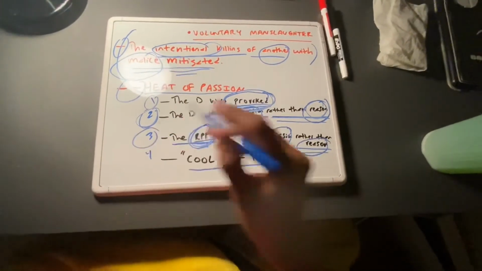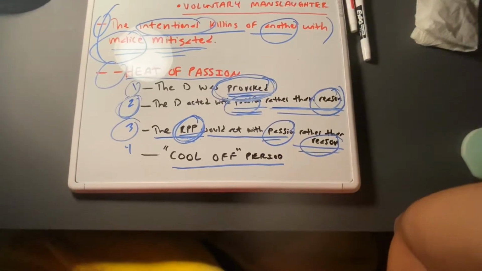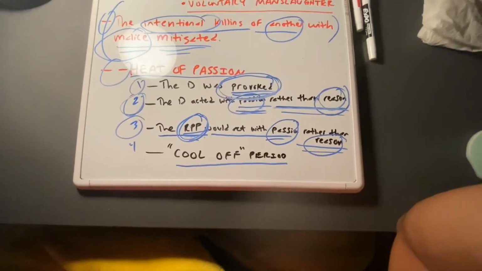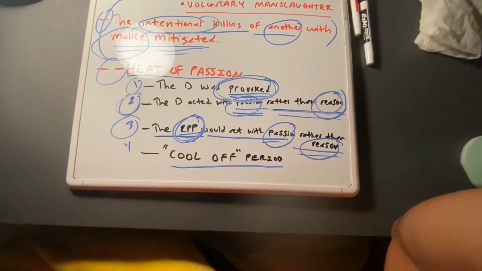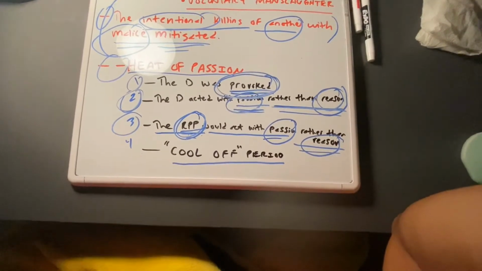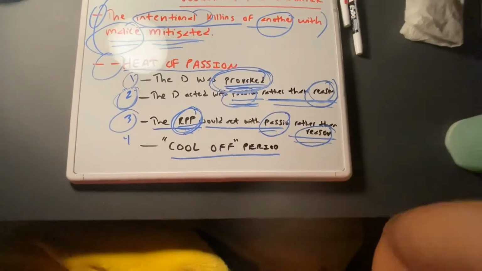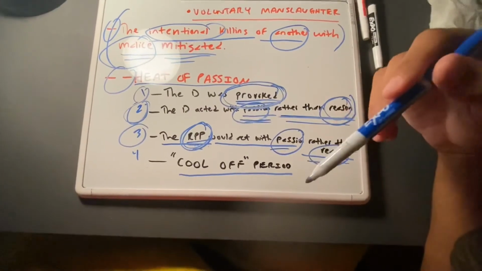Element number 3 is for sure satisfied because any reasonable man under Israel's same or similar circumstances would have acted with passion rather than reason because that's his lover. Anyone would be mad if they saw their other half with another person.